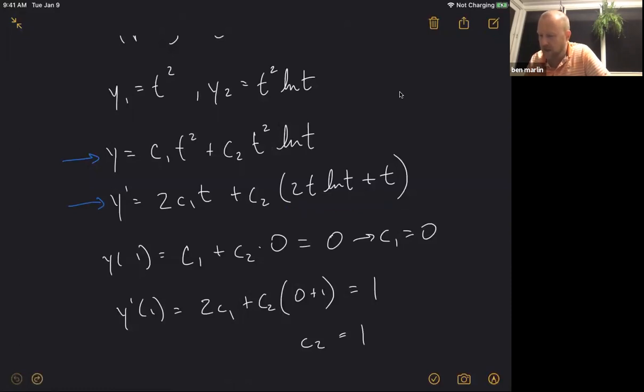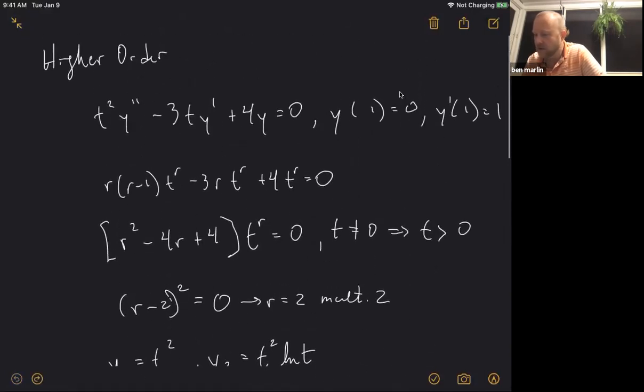And I have a tendency sometimes to lose track of some of what I'm writing, and sometimes that goes afoul. But this should be 2t from the derivative of the t squared, leave the log alone. And then t squared times 1 over t ends up giving you the t. So now when we plug in, our initial values up here were y of 1 equals 0 and y prime of 1 equals 1.